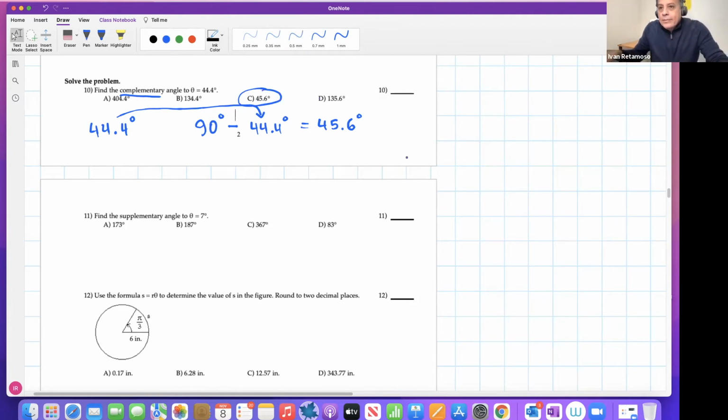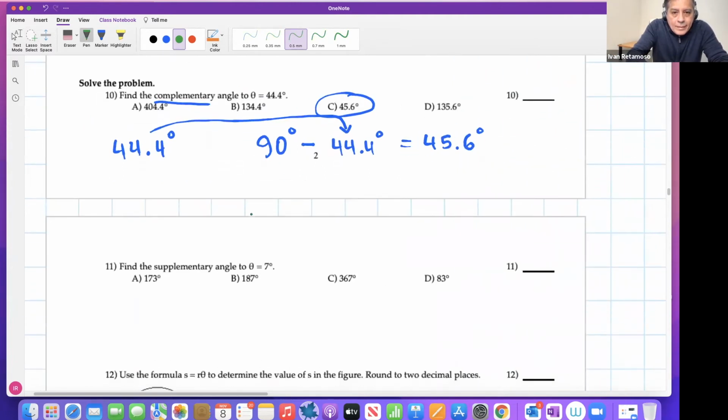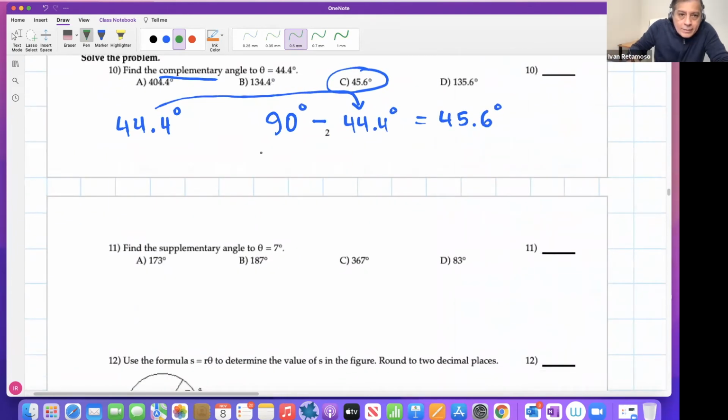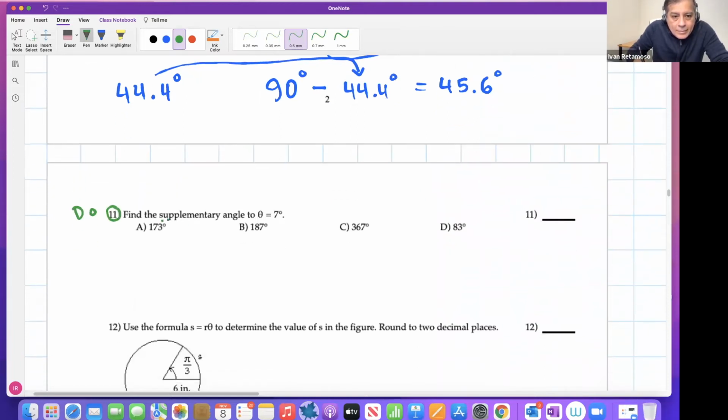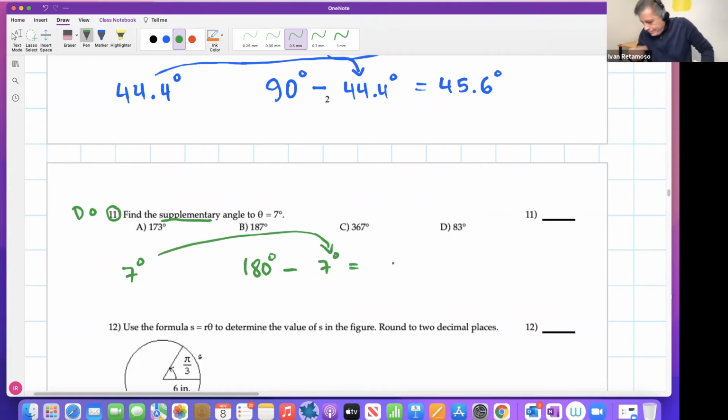All right, can you do this one now, number 11? Let me make it bigger. I did it for complementary angle. Can you try to do this for the supplementary angle? Find the supplementary angle of 7 degrees, right? And remember, for supplementary angles, we explained that all you gotta do is subtract that given angle from 180, right? So can you do that? I'm gonna write here 180 degrees minus this given angle. Use your calculator if needed.